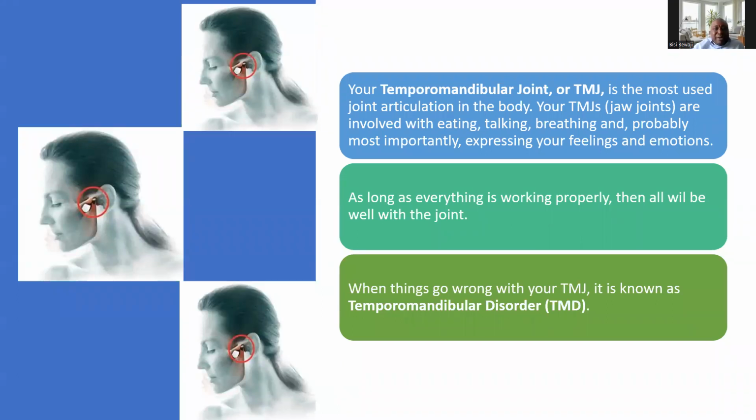Right, so like it says, it's the most used joint in the body, used more than any other joint in the body. And we know why. We eat, we talk, we snore, everything we do is all around this joint. Next slide, please.